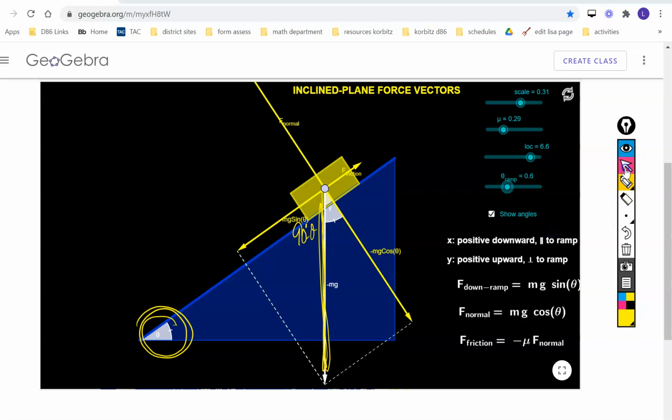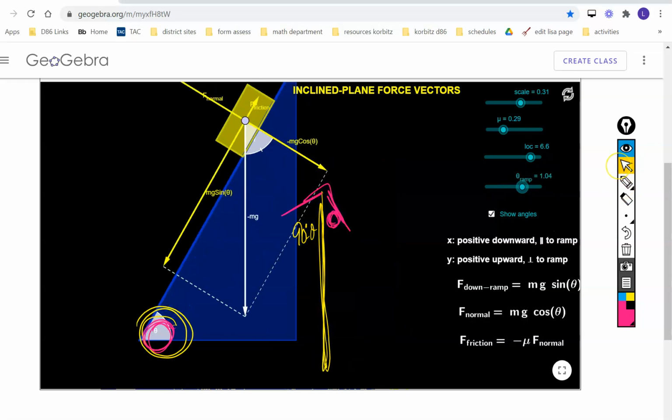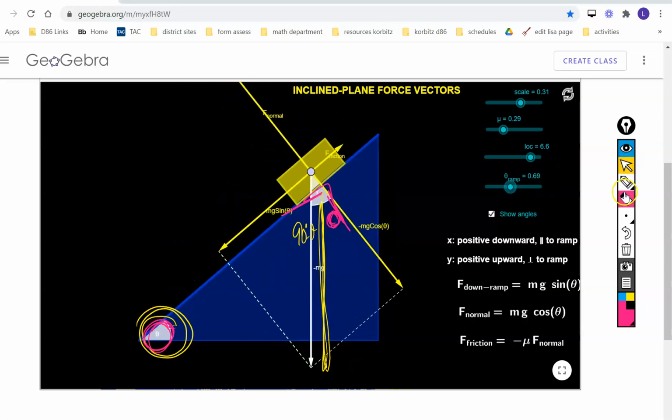Let's see here. Got it. I thought the picture was slightly confusing. Notice this is a right angle here, and so that's how we know that this angle right here is the same as this angle right here. So we can make some changes here. We could change the angle. Oh, I better erase that first.